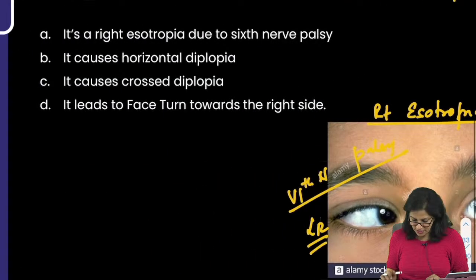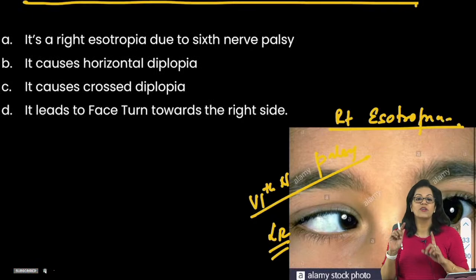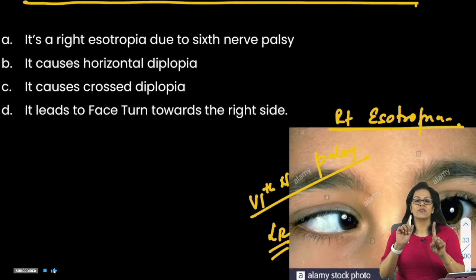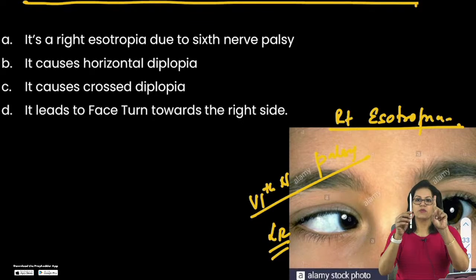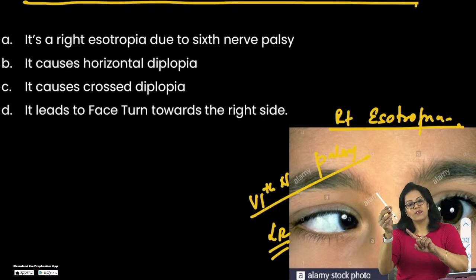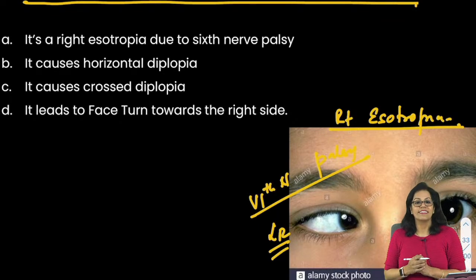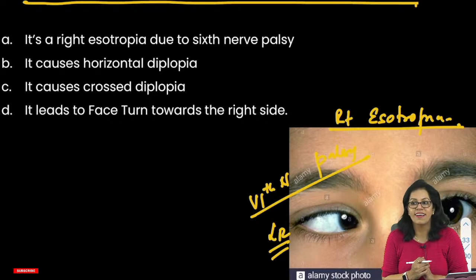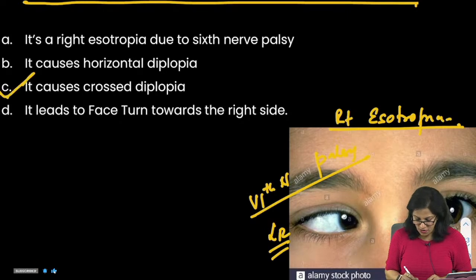Now let us see what they are asking. It is a right esotropia due to 6th nerve palsy. This is a correct statement. It causes horizontal diplopia. Yes, a horizontal muscle will lead to horizontal diplopia. Double vision is diplopia. When the two images, true and false, are side by side, this is horizontal, this is vertical, and if you tilt, this is torsional. Then, it causes crossed diplopia. Horizontal squint, esotropia: is it crossed or uncrossed? Uncrossed. So this is the wrong statement.